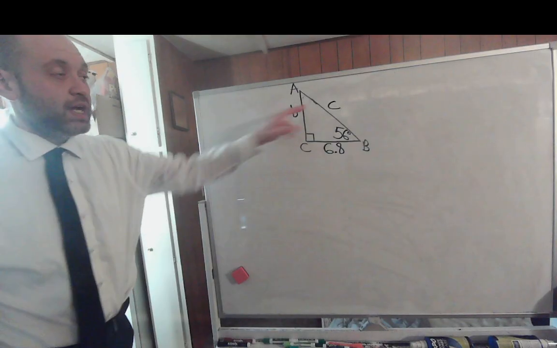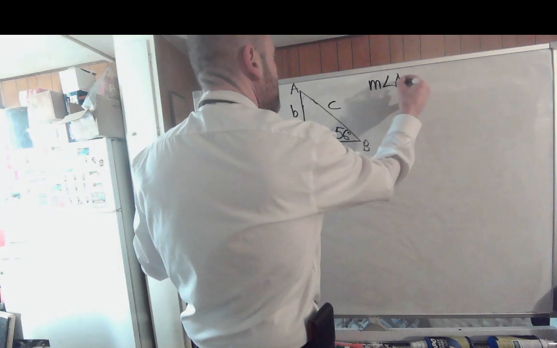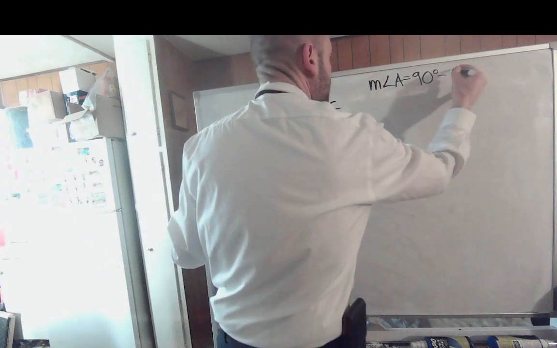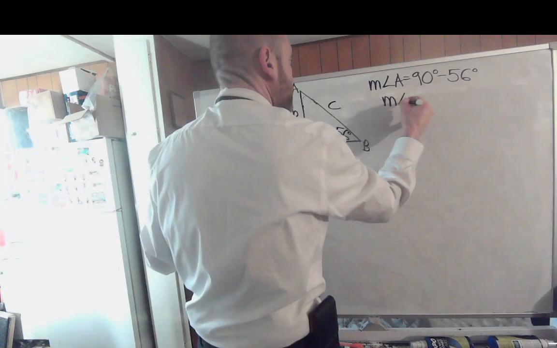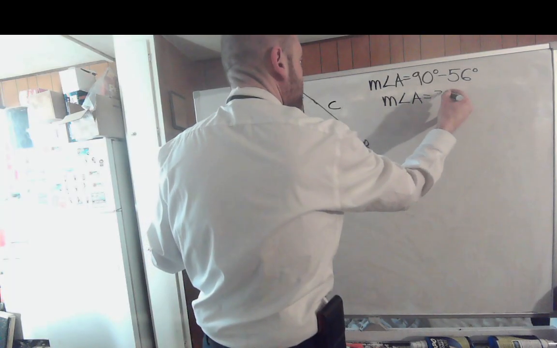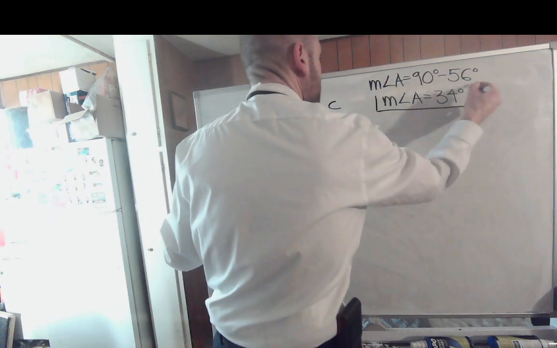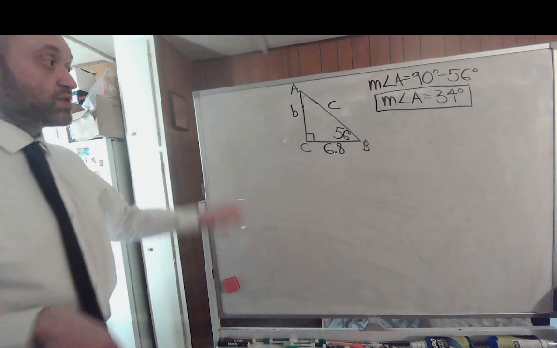But the angle A is easy to find. To find the measure of angle A, you'll take 90 degrees and subtract 56 from that, which means the measure of angle A can equal none other than 34 degrees. So we found the measure of angle A to be 34 degrees. Now let's work on our sides.